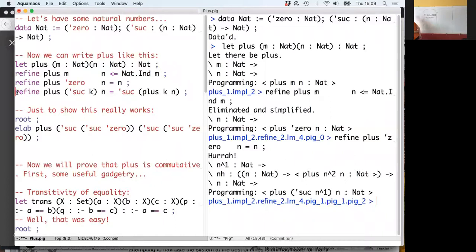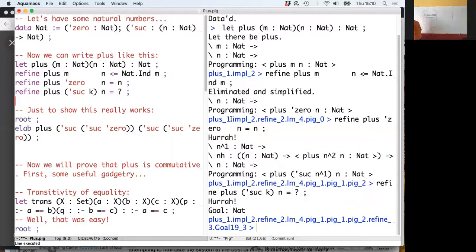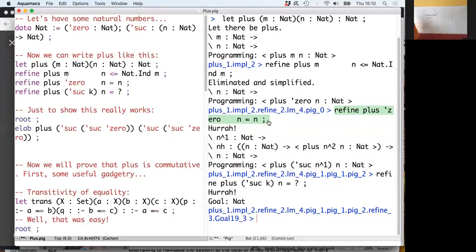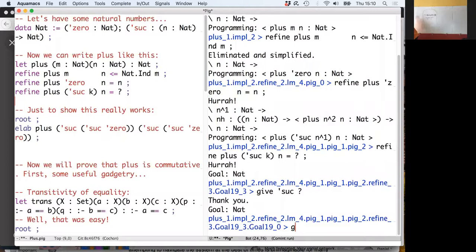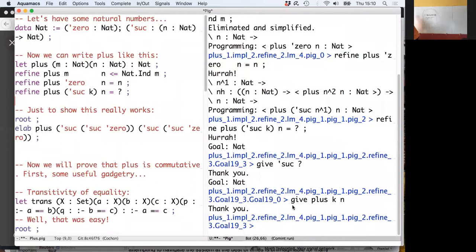The Epigram 2 position was always that it's not worth inventing fresh names for things. You know, every name is just its own space of de Bruijn indices. But I can nonetheless, crucially, maybe I'll depart from the script because that's always fun. I can say, oh, I'm going to fill in the right-hand side. So what's just happened is that I did a refine tactic, but I left a hole in the term. So now I should be able to say, give suc something, and then I should be able to say, give plus k n, and hopefully we're done.